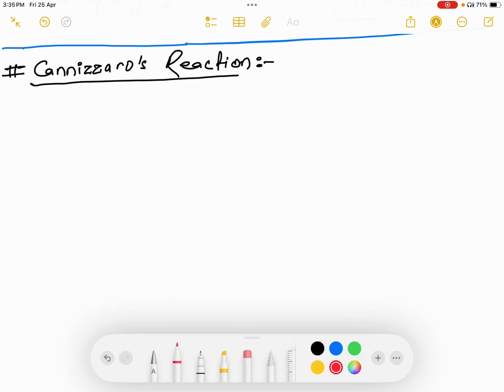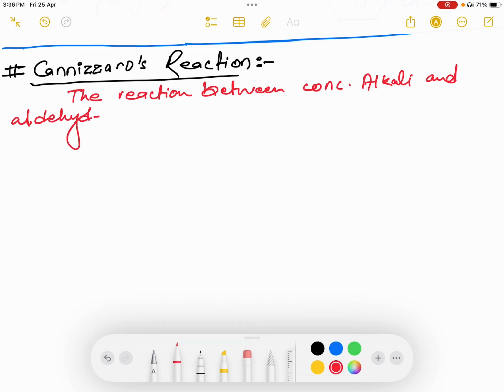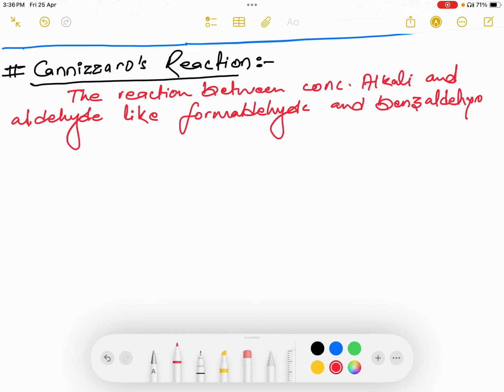Okay, so basically, how do you come to define this? The reaction between concentrated alkali and an aldehyde, like formaldehyde and benzaldehyde, formaldehyde and benzaldehyde, aldehyde except aldehyde with alpha hydrogen.